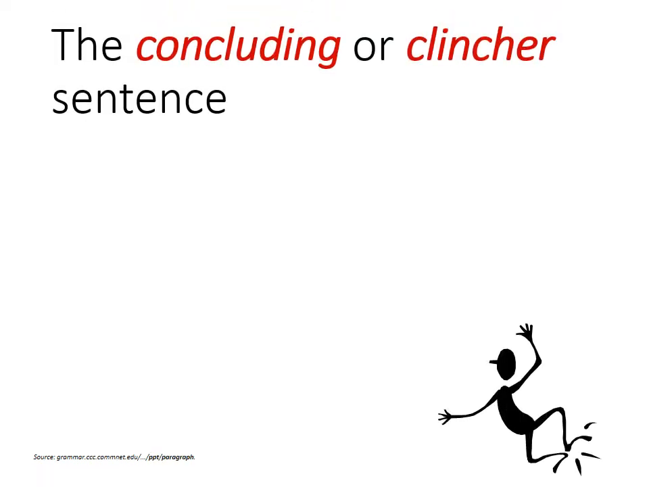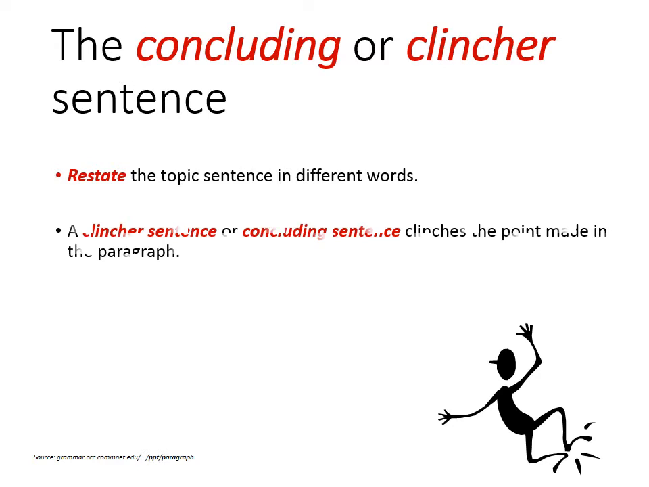The concluding or clincher sentence is very important. It restates the topic sentence in different words. A clincher sentence or concluding sentence clinches the point made in the paragraph. So think about the one that we just read about the rats, in that clincher sentence that basically restated that topic sentence in different words. It'll summarize the paragraph, but it will not give new information.